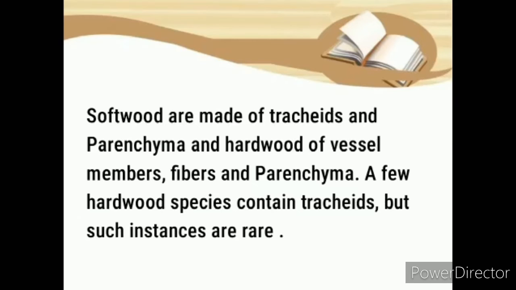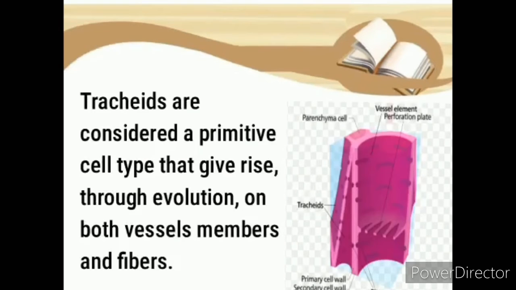mainly on species. Vessel members and fibers are always present and axially oriented. Axial parenchyma is seldom absent. Rays in hardwood are made entirely of radial parenchyma cells. Tracheids are considered a primitive cell type that gave rise through evolution to both vessel members and fibers.